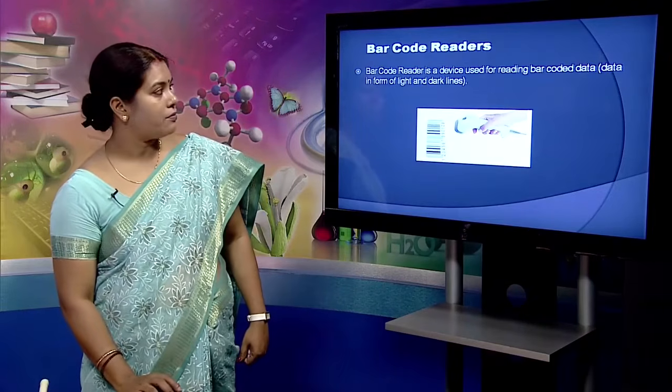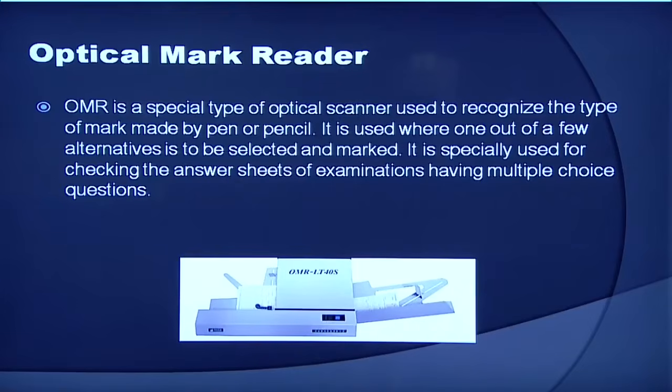So we also have the optical mark reader. You all must have written some exams, right? Entrance exams. So you must have filled in OMR sheets. These OMR sheets are basically fed into optical mark readers. It is a special type of optical scanner used to recognize the type of mark made by pen or pencil. It is used where one out of a few alternatives is to be selected and marked, and it is especially helpful in checking the answer sheets of examinations having multiple choice questions.